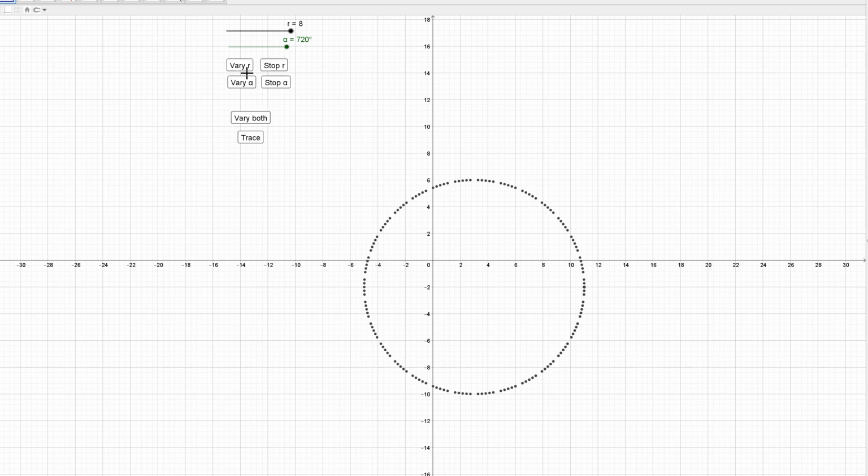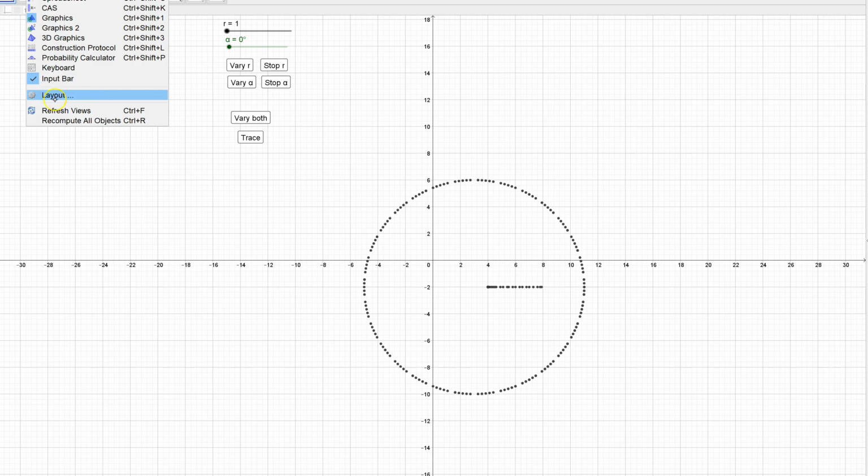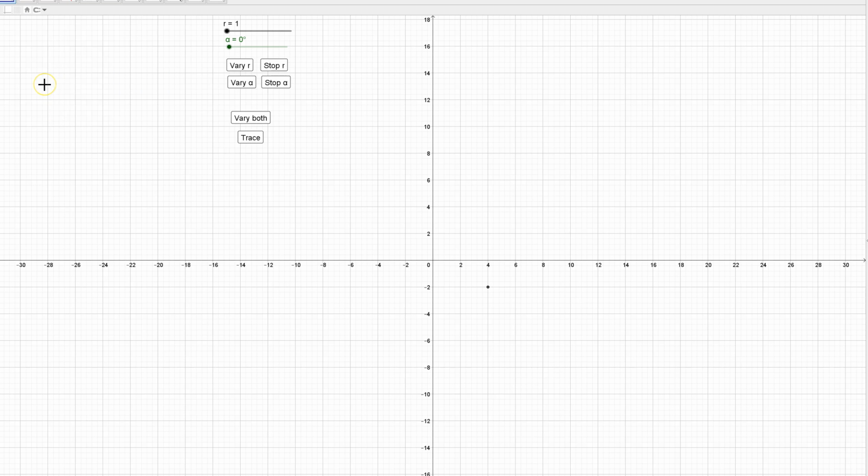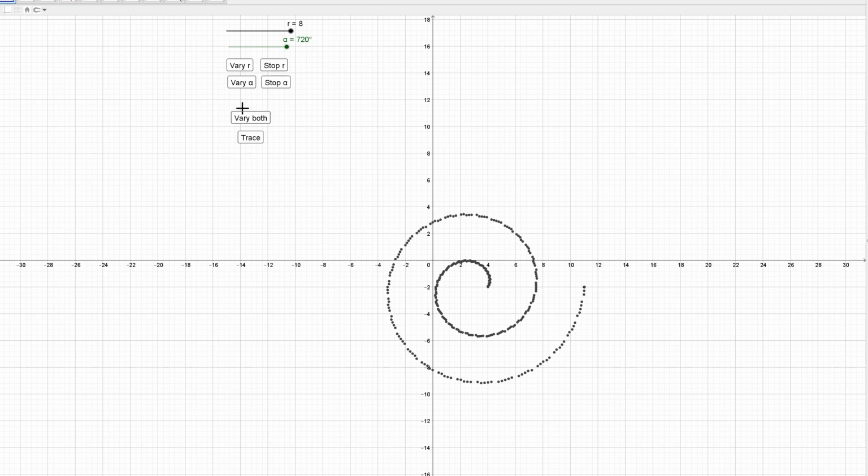Now if I stop that one, I'll take them both back to 0, I'll reset the view, and then I'll vary both of them together. And while I'm doing that, you might make a prediction about what the curve will actually look like, if r is going to increase as the angle increases. So here we go. So were you correct? So a spiral.